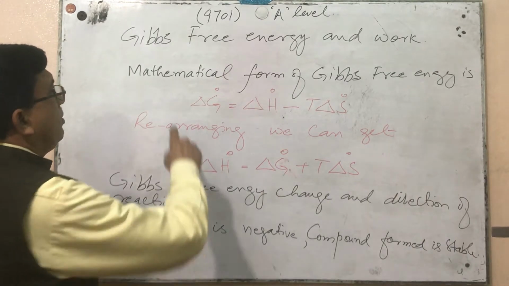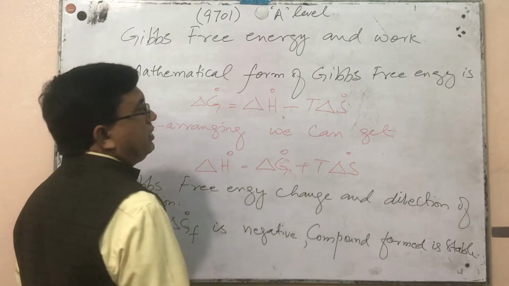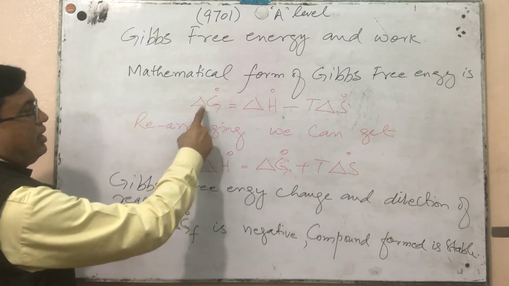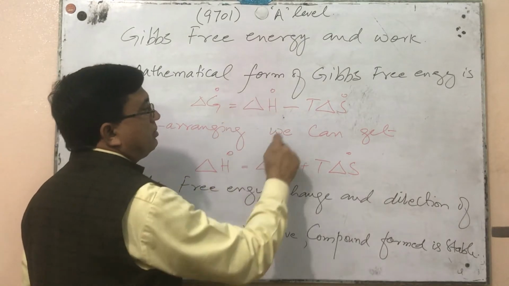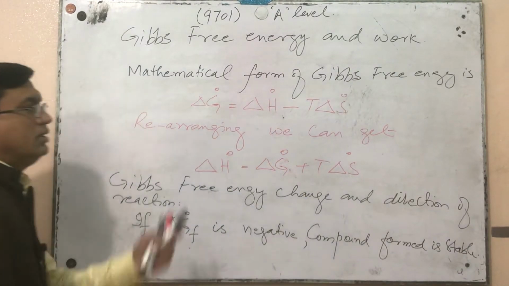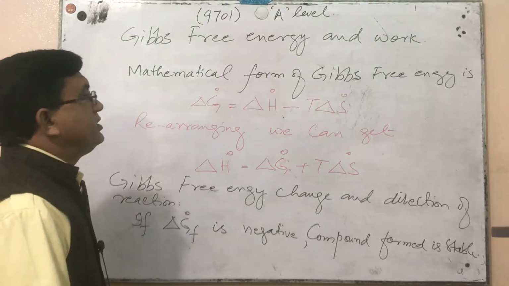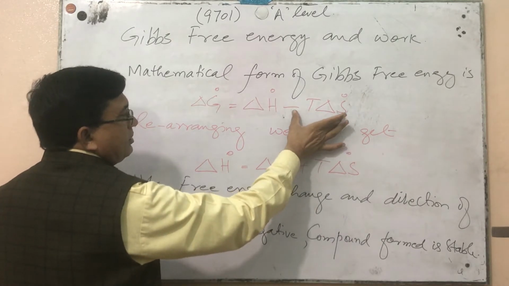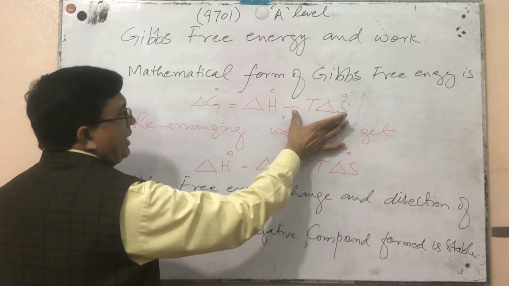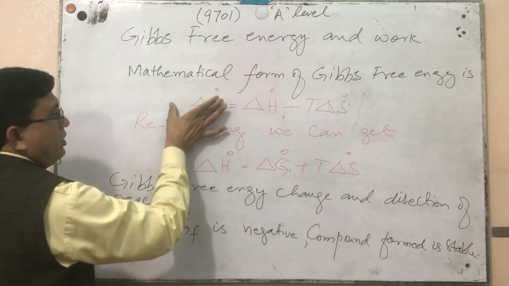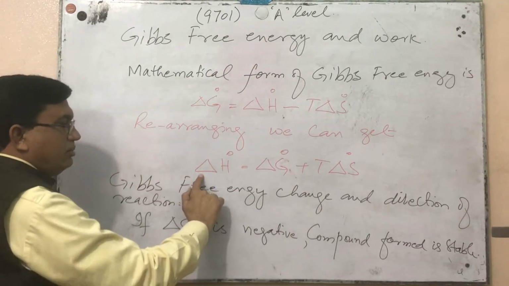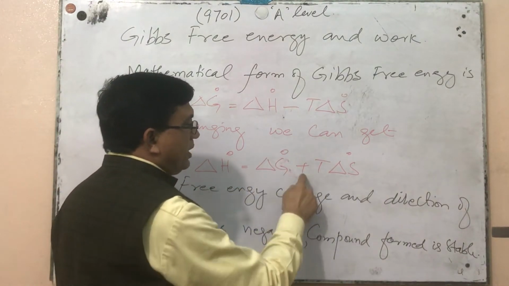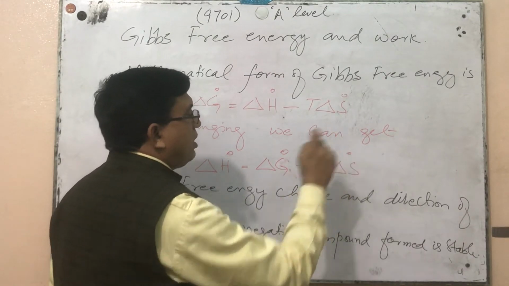The mathematical form of Gibbs free energy, which we have already learned, is delta G naught equals delta H naught minus T delta S naught. All these are measured at the standard states. Rearranging the equation, we can move the negative T delta S naught to the other side. The equation becomes delta H naught equals delta G naught plus T delta S naught.